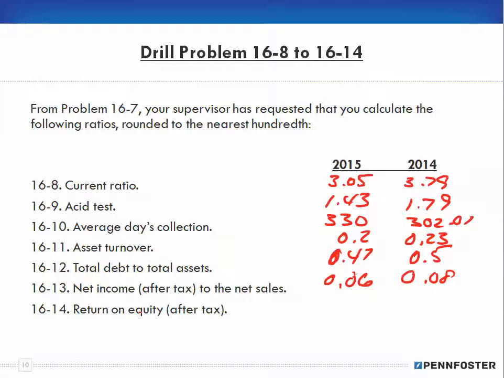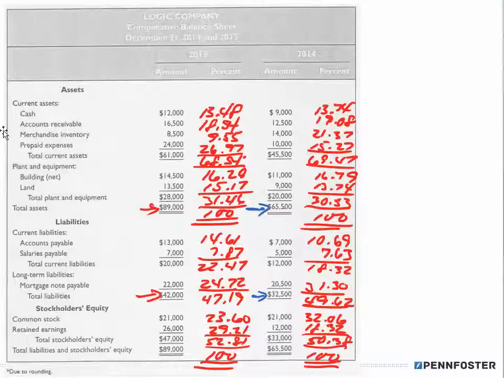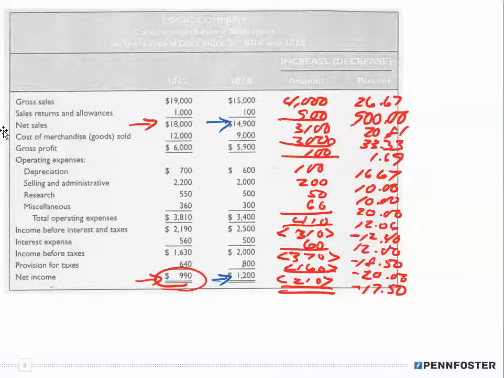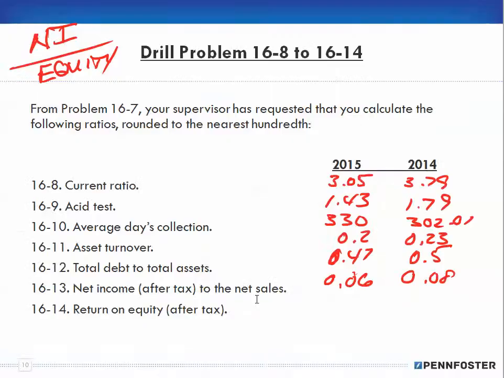So my return on equity after tax, right? So that's my net income after tax over my equity, because we're looking for a return on our investment, right? Well, where we find our net income, they're the same figures from the income statement, but our equity comes off the balance sheet. So for the income statement, we're still going to be using the 990, and we're still going to be using the 1200. Okay, so let me just write those down here, 990 and 1200.